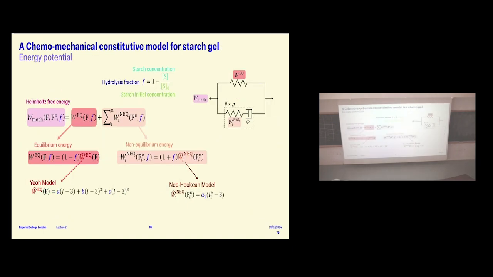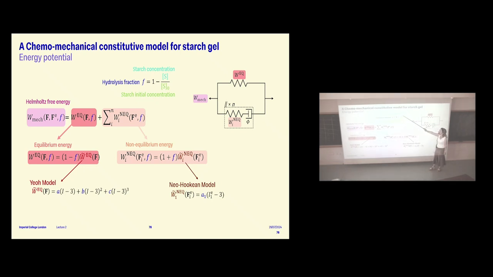And then we're going to feed it to a model like this, very similar to what we talked about on Saturday. You got your dashpot and your two springs, these are hyperelastic strain energy functions, exactly the same as we discussed on Saturday. And then the difference, as I showed before, is that we're going to make these functions also a function of F, where F is the hydrolysis fraction.